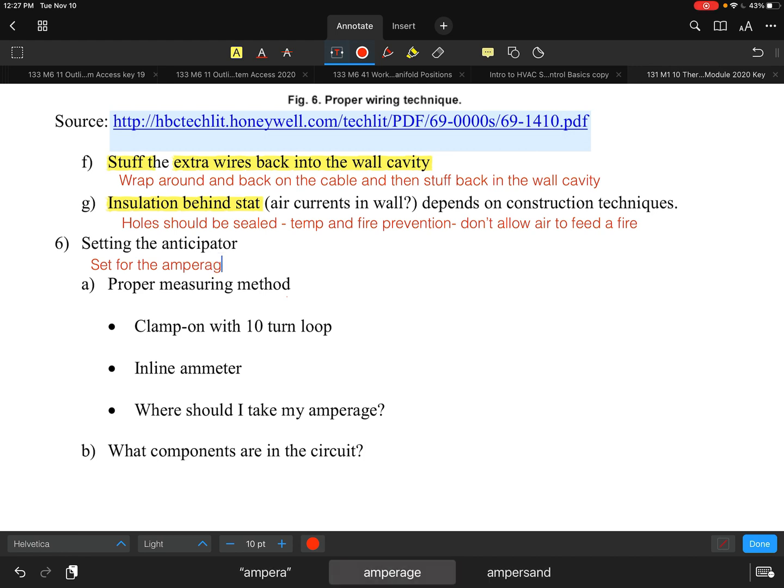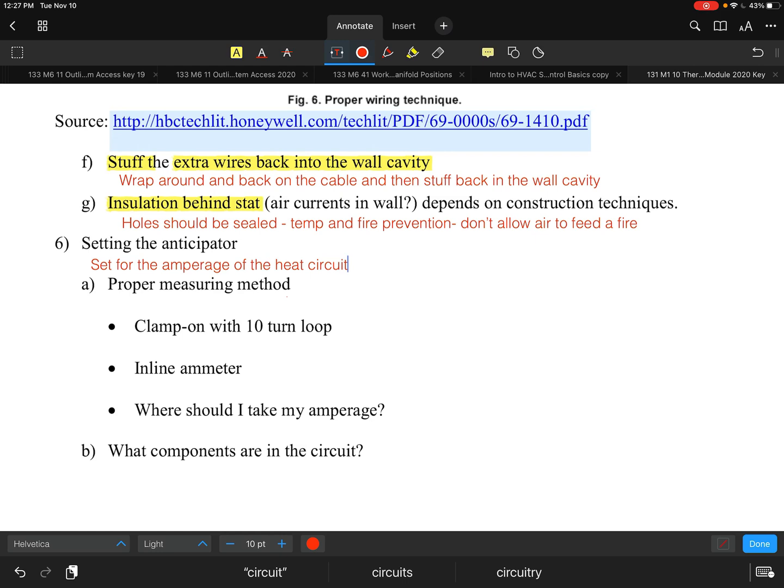You want to typically set it for the amperage of the heat circuit, is what I want to point out. And that's normally what we would do with it, unless there's some other need for that. So let's take a look at some of the methods to properly be able to do this.